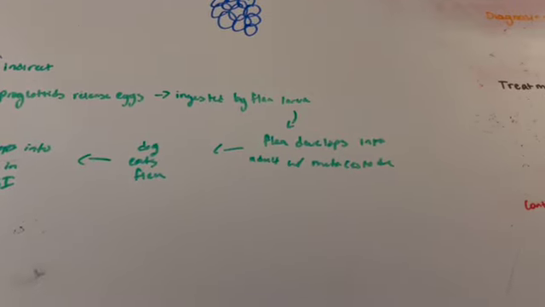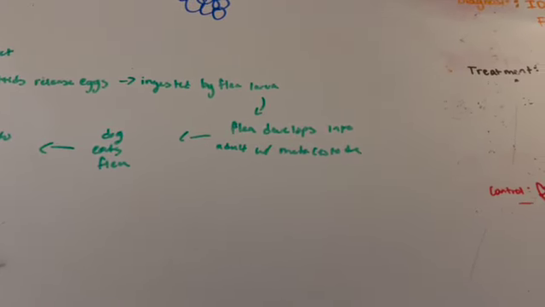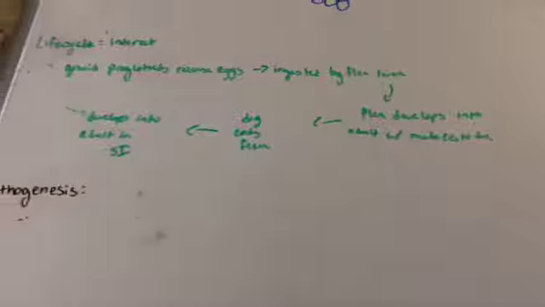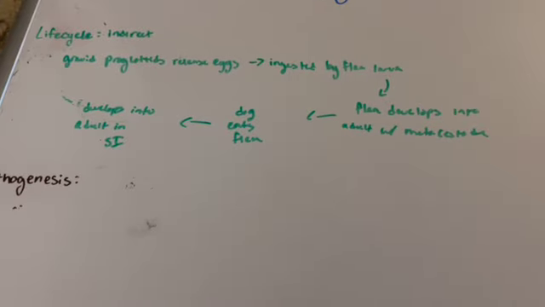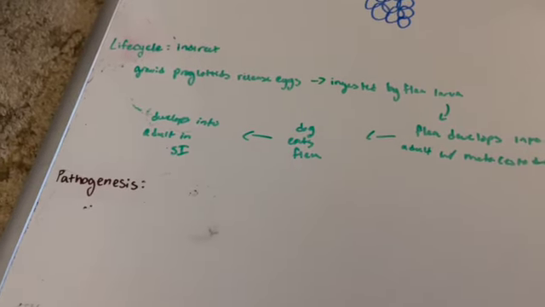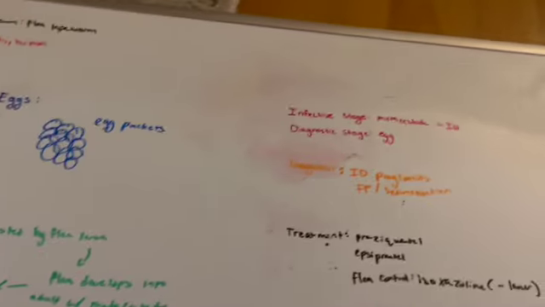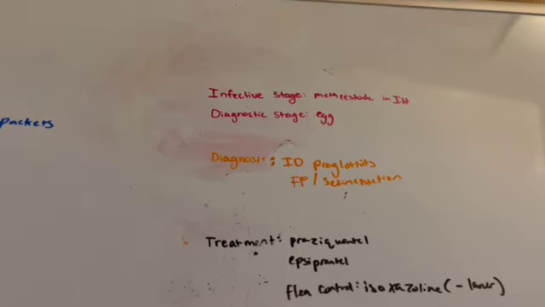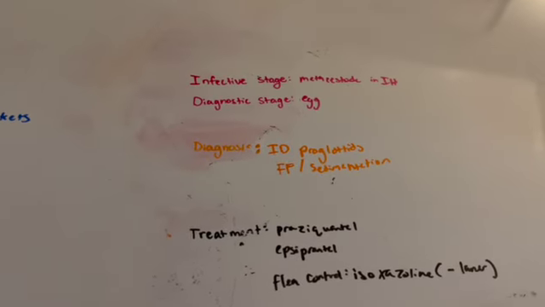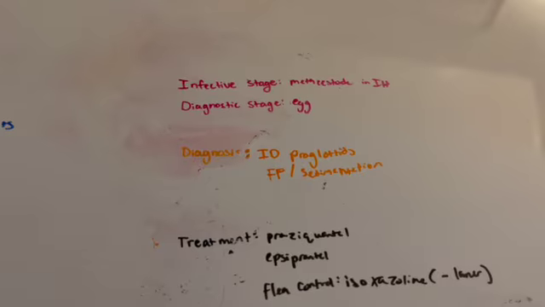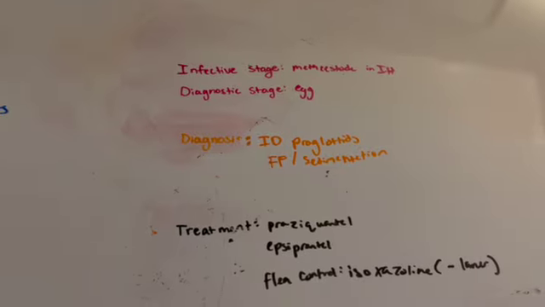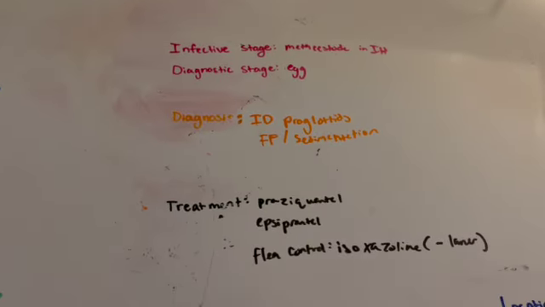The eggs are ingested by a flea larva. Fleas develop into adults with a metacestode inside of them. The dog will eat said flea, or cat, or baby, and develop into adults in the small intestines and then keep going. So the infective stage for all tapeworms in small animals is going to be the metacestode in the intermediate host. The diagnostic stage here is going to be the egg.